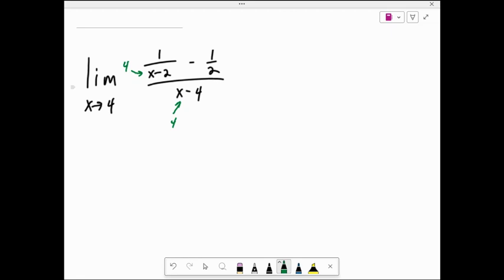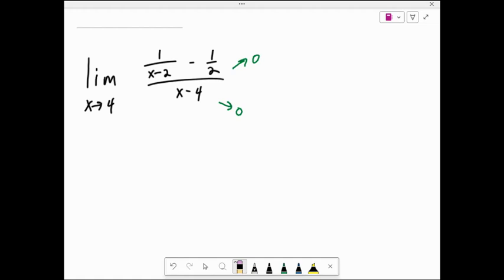But these examples we've constructed here are going to be the exceptions to the rule that require more work. 4 minus 4 is 0. If you put a 4 in here, you get a half minus a half, which is also 0. So once you see that 0 over 0 situation, you're going to have to do some simplifying.